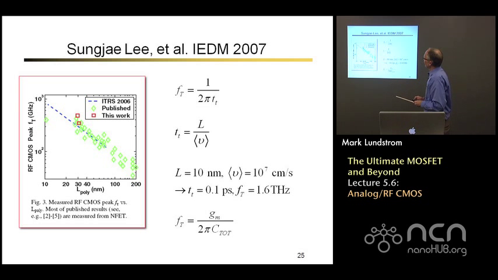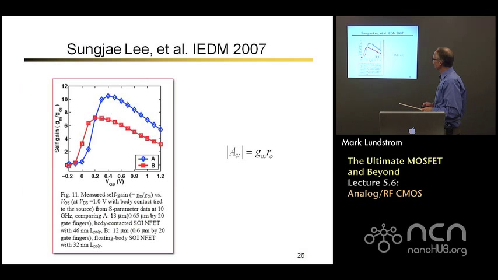This is some more data, which is just showing over time, as channel lengths have gotten shorter and shorter, how these peak FTs have gotten bigger and bigger until they're now in the hundreds of gigahertz regime, where they're very useful for many RF type of applications. This is the measured self-gain for two different transistor designs, and you can see it's on the order of 6 to 10, just about what we estimated earlier. Not big, but big enough for many applications.